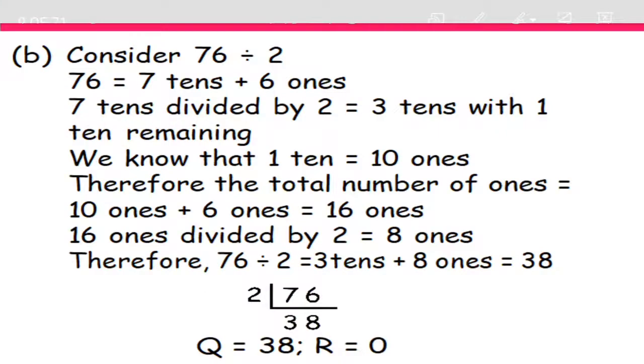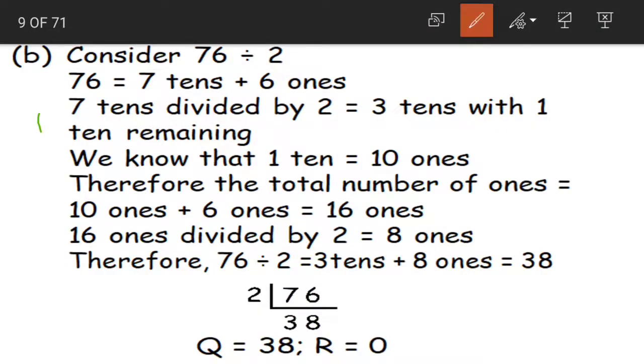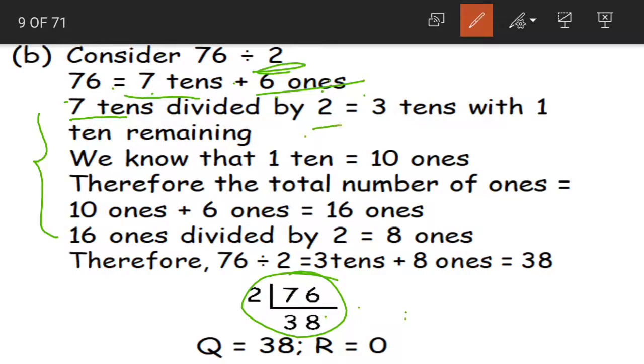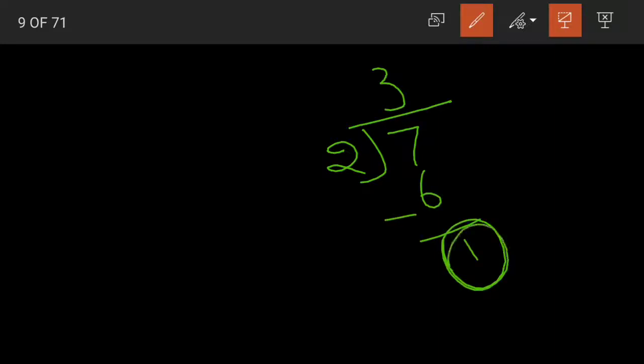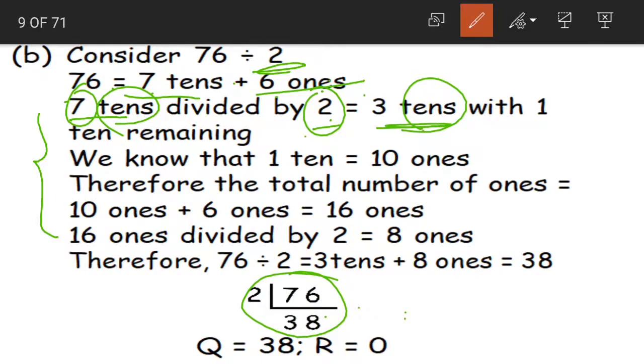776 divided by 2. Now again, this is the breakdown, children. This is the breakdown of what happens in short division method. 76 is nothing but 7 tens plus 6 ones. Now first 7 tens divided by 2 becomes what? Tens in the answer as it is. 7 by 2. When we divide 7 by 2, we have 2 threes are 6 and then we have 1 remaining. We have 3 tens and then 1 ten is remaining.